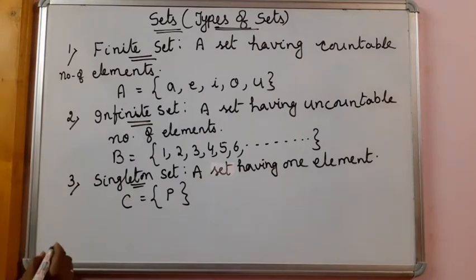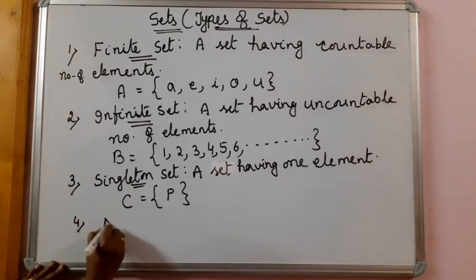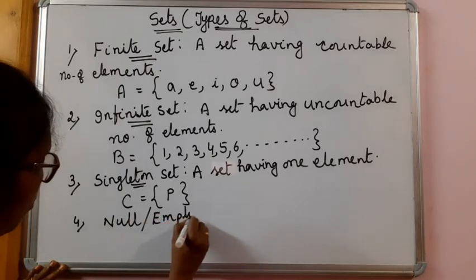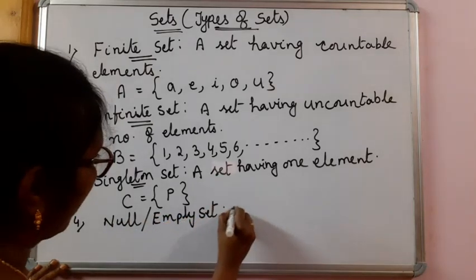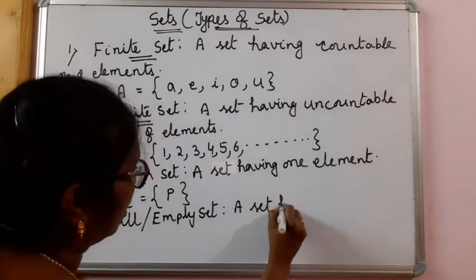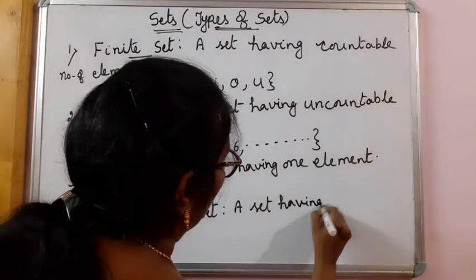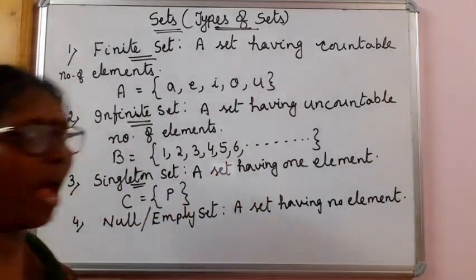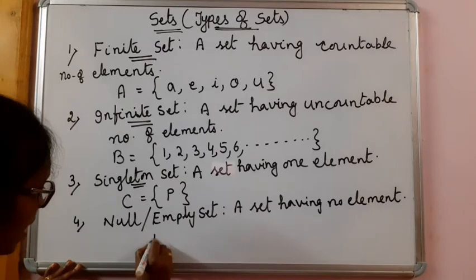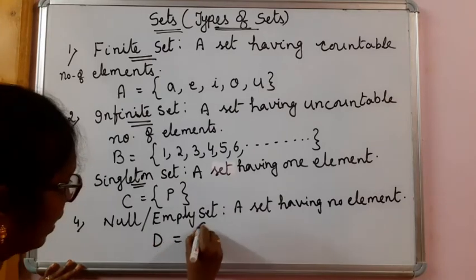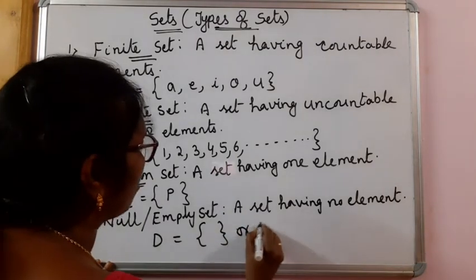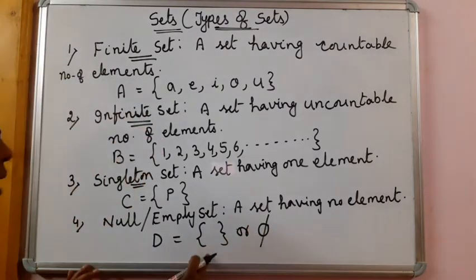And your next one is null set. Null set or empty set, both are same. Empty or null means a set having no element. Set having no element means set is completely empty. That can be written as, let me name the set as D. D is empty set. No element is there. Empty set can be represented either this or like this.